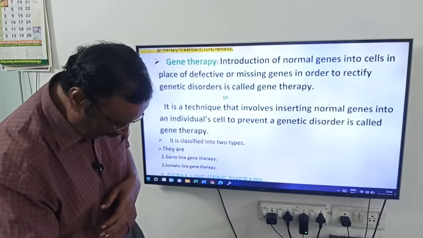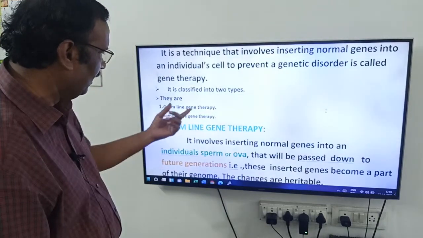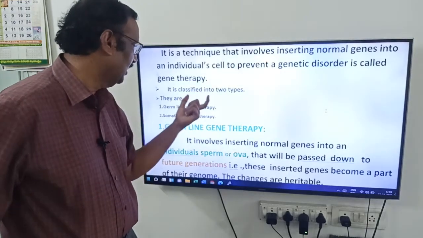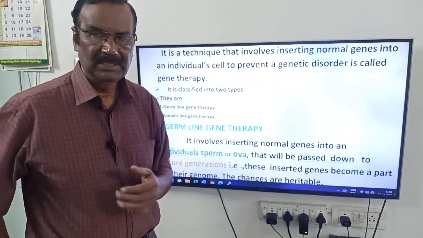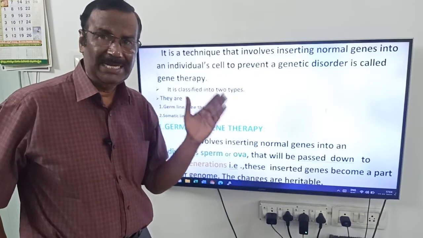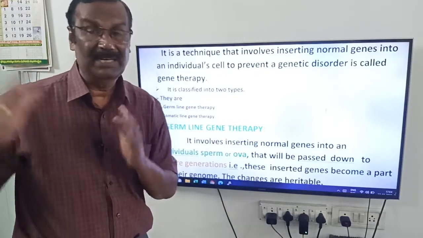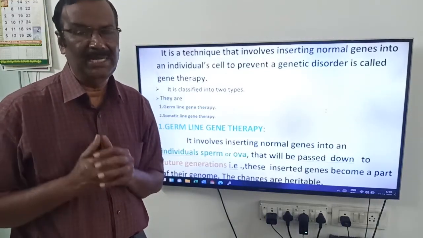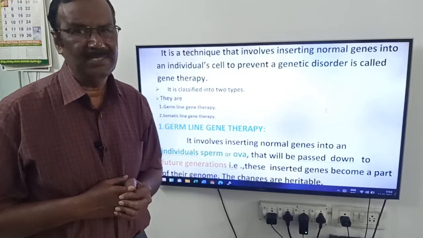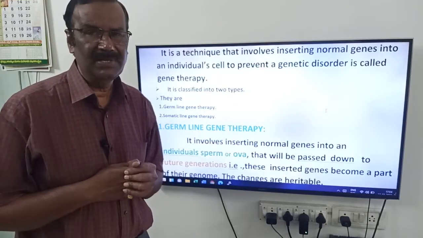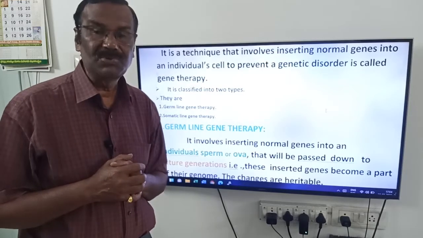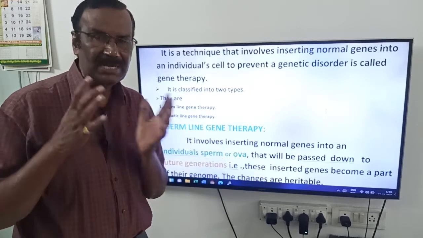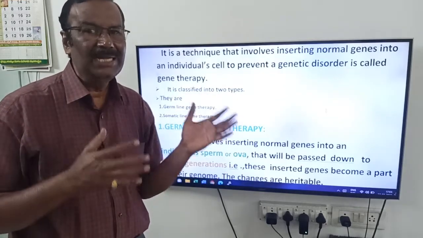This gene therapy is of two types, friends: germline gene therapy and somatic line gene therapy. First, you should know what is germline and what is somatic line. You know, friends, germplasm and somatic plasm. Germplasm indicates what, friends? Sex cells or reproductive cells. Somatic cells indicate cells other than sex cells.